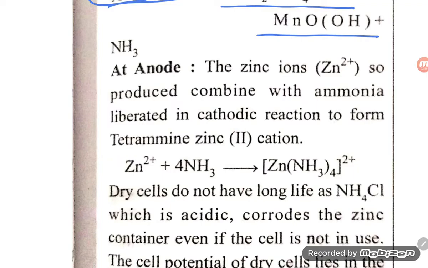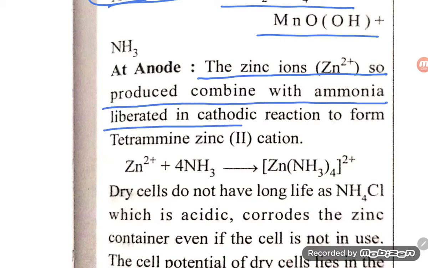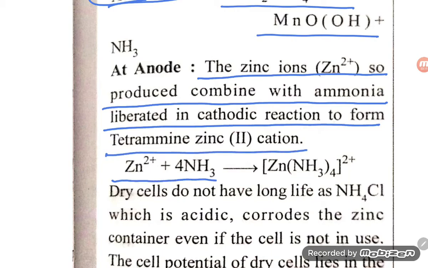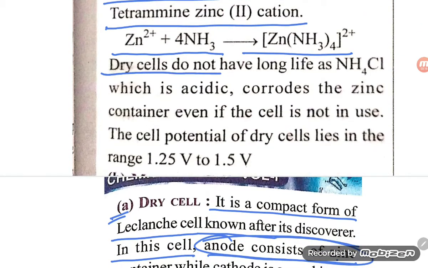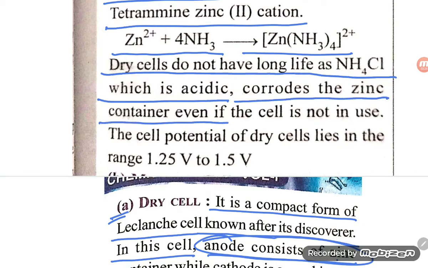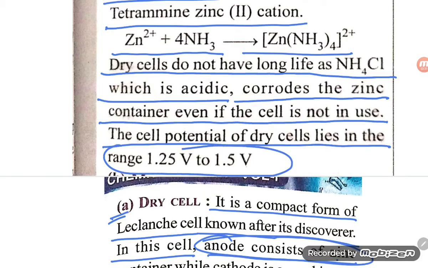If you talk about the anode, the Zn2+ ions so produced combine with the ammonia liberated in the cathodic reaction to form the tetraamminezinc(II) cation. So Zn2+ plus 4NH3 forms the complex compound. Dry cells do not have a long life as NH4Cl, which is acidic, corrodes the zinc container even if the cell is not in use. The cell potential of the dry cell is in the range of 1.25 to 1.5 volts.